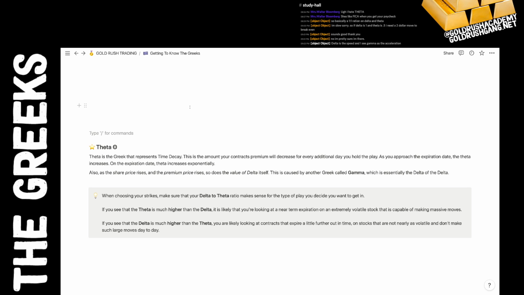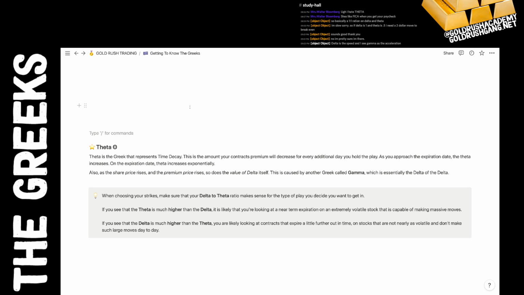If you see that the delta is much higher than the theta, so delta, the positive one, is way higher in terms of absolute value than theta, you're likely looking at contracts that will expire with more time. You have more time, and perhaps on a stock that maybe doesn't make crazy moves. So pay attention to the tickers that you play.